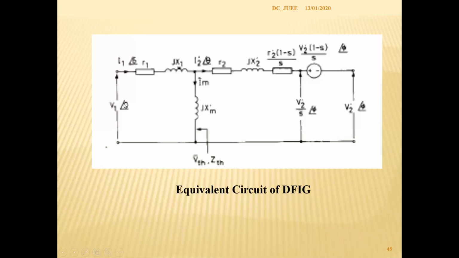So SPAG is actually PM minus PAG, right? So then PAG equals 3I2 square R2 plus 3 V2 I2 cos(phi minus theta) plus PM. So this becomes the power balance equation between air gap power, mechanical power, and rotor power, and this is the rotor copper loss, 3I2 square R2, right?